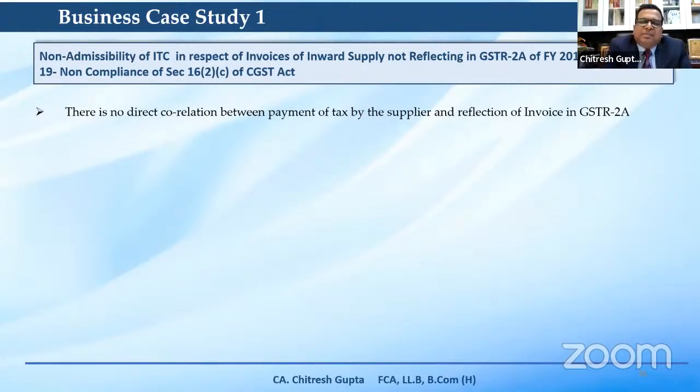Second pointer can be that the reflection of credit in GSTR 2A is not sacrosanct, meaning thereby there may be many other factors due to which the credit may not be reflecting in GSTR 2A. For example, the supplier while filing GSTR 1 has shown the B2B supply as B2C supply. Second case, the supplier while filing GSTR 1 has quoted the wrong GSTN number of the recipient. So in that case also the particular inward supply will not be reflected in GSTR 2A of the recipient. So these kind of contentions I can raise in the notice.